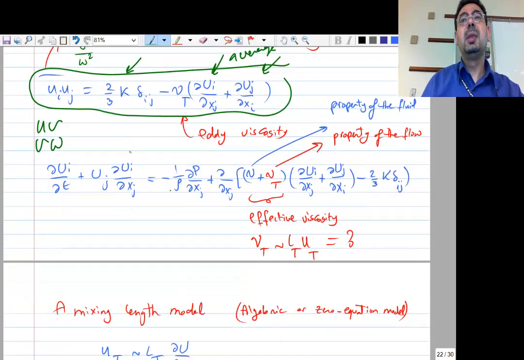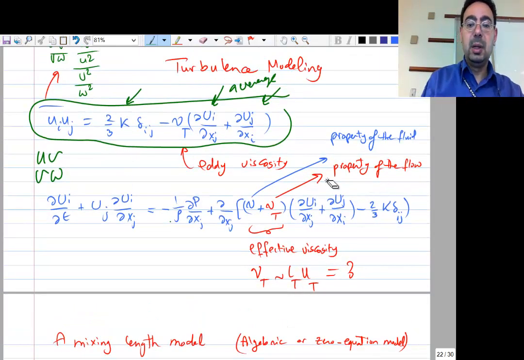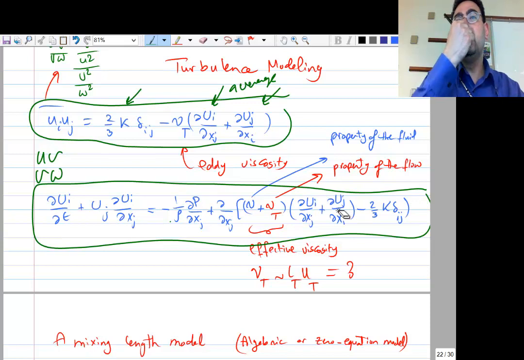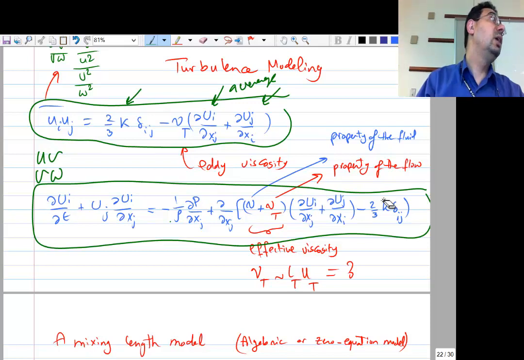All right? And so here is the Navier-Stokes equation for turbulent flow. This is the one that you would be solving, and you will get the average value, and you will come up with the K value from solving the K equation. Right? So that is the K epsilon model.